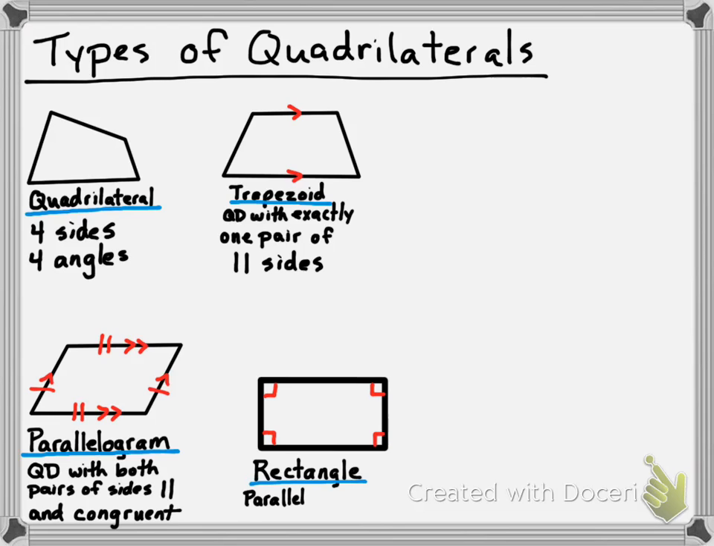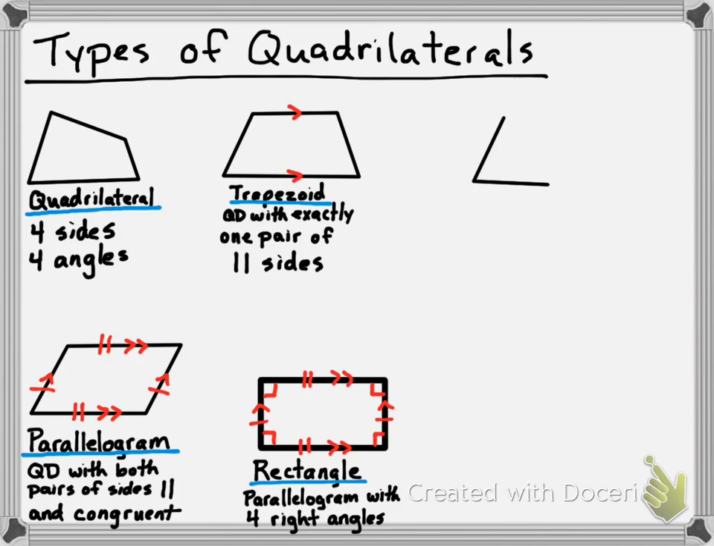Okay, so a rectangle is just a parallelogram with 4 right angles. So I can see the top and the bottom are parallel, and the top and the bottom are congruent. The two sides are parallel and also congruent.